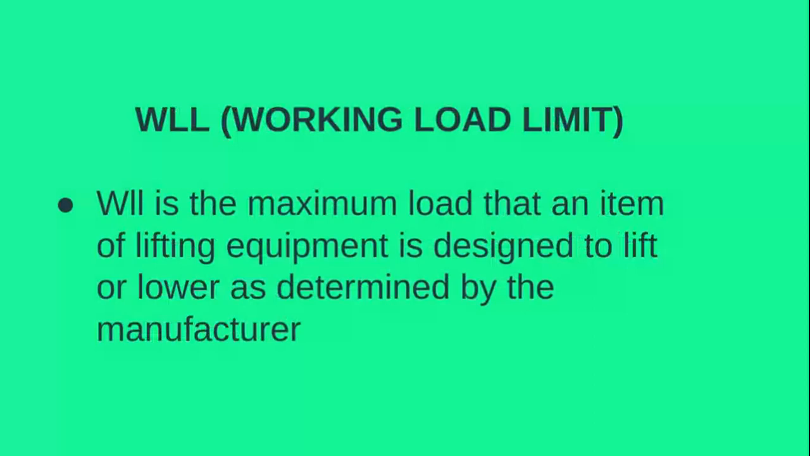Don't confuse them. SWL means the manufacturer already inspected it under such conditions. WLL means the maximum load capacity. So don't confuse them: SWL is just a symbol that it was inspected under safe working limited conditions. WLL means the maximum working load set by the manufacturer.